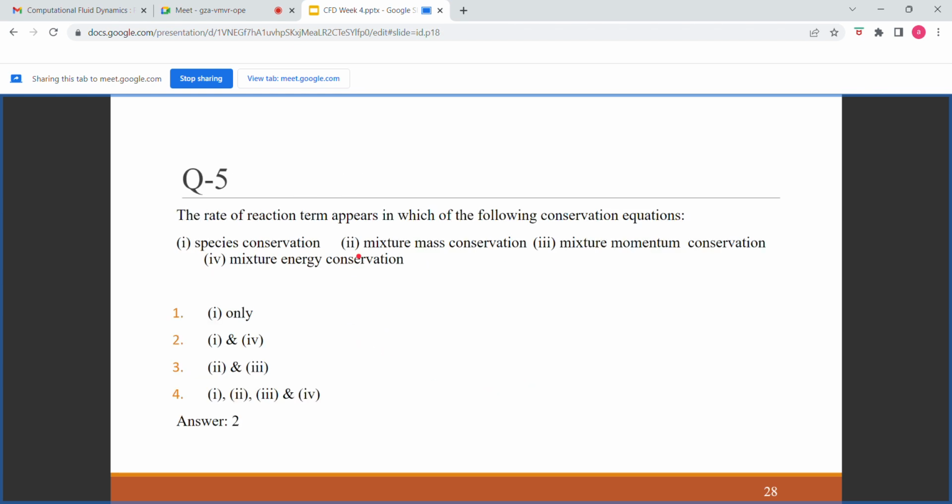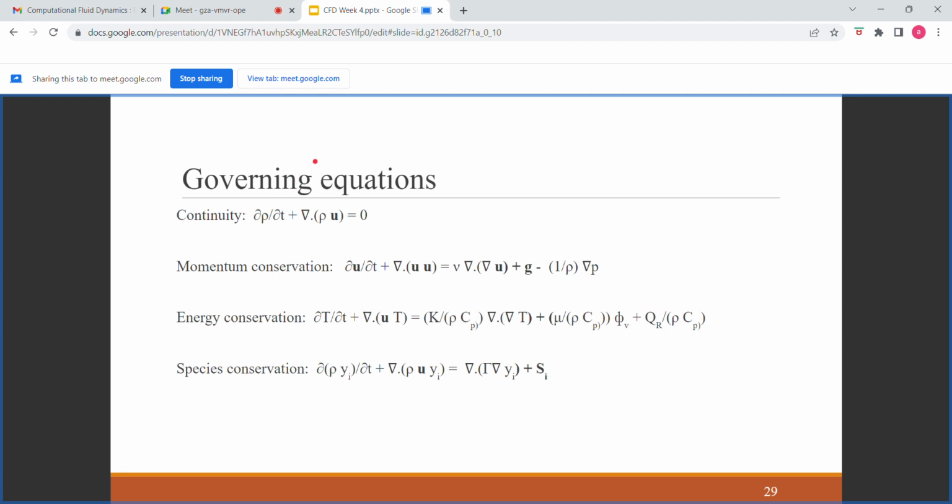So basically the question that was asked was: the rate of reaction term appears in which of the following conservation equations. They have given mass conservation, momentum conservation, energy conservation, and species conservation. In mass conservation, the rate of reaction term does not appear, so in the continuity equation it is not appearing. When we look at the momentum conservation equation also, only u and the gravitational and pressure forces are present. The rate of reaction is not present in the momentum conservation equation either.